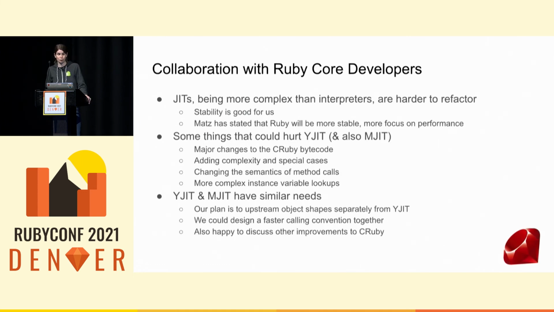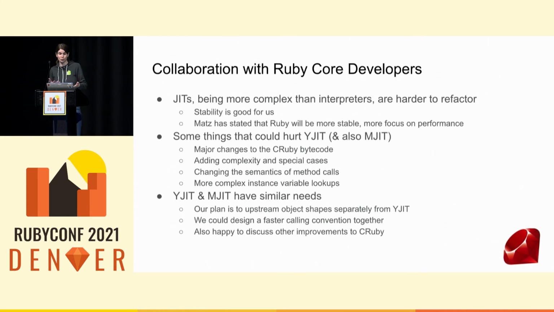In terms of collaboration with the Ruby core devs, I would say just-in-time compilers are more complex than interpreters, so that makes it harder to refactor them. So stability is good for us. Matz has stated that Ruby will be more stable from now on. There'll be more focus on performance and maybe fewer language changes. That's good for us.